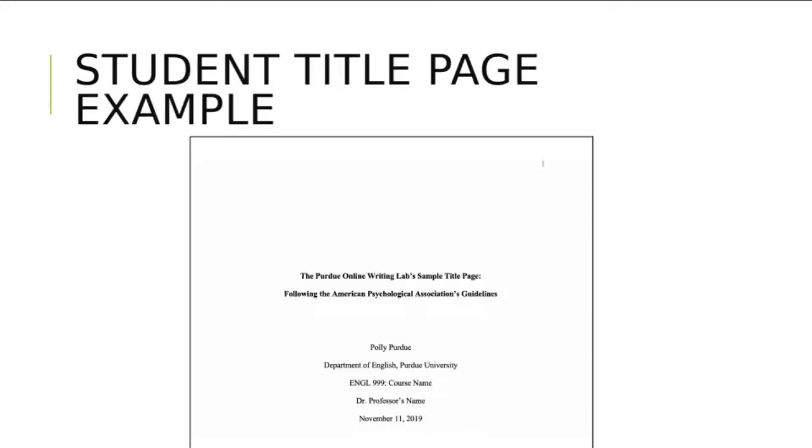Then we have the class number and the course name that you would specify. Then you have the professor's name. Now, for the professor's name, you would denote the title of the professor if it's a doctor. And then you have the date. Now, the date is different from MLA in that it is month, day, year.